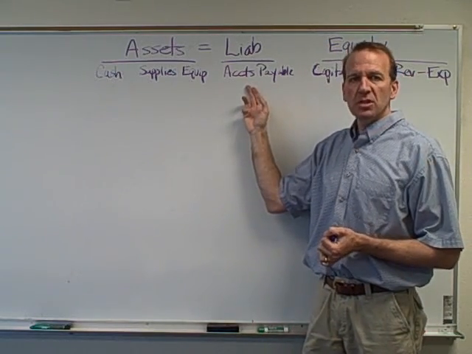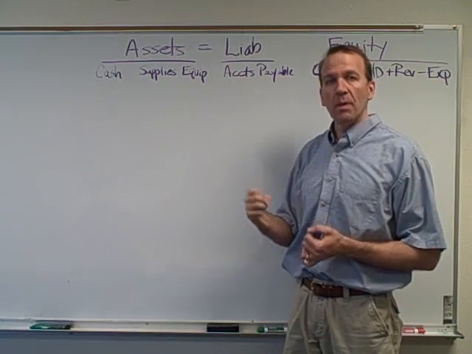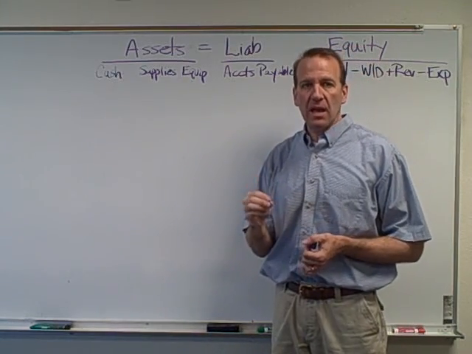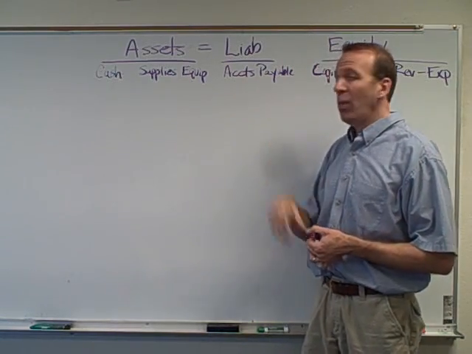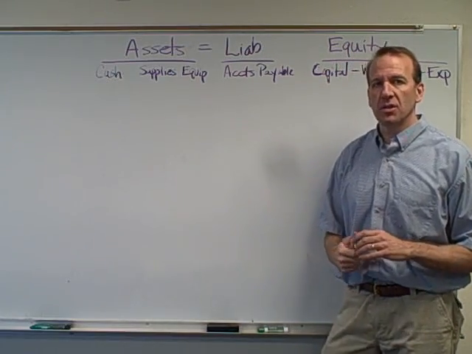Accounts payable just means that we bought something on credit. We bought something, but we haven't paid the cash yet, so there's a liability. At some point, we will pay that off, and we'll go over a transaction that shows that.